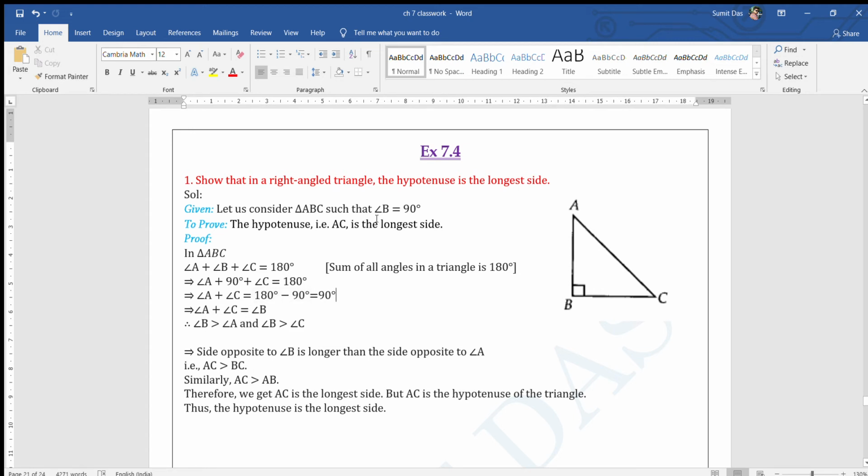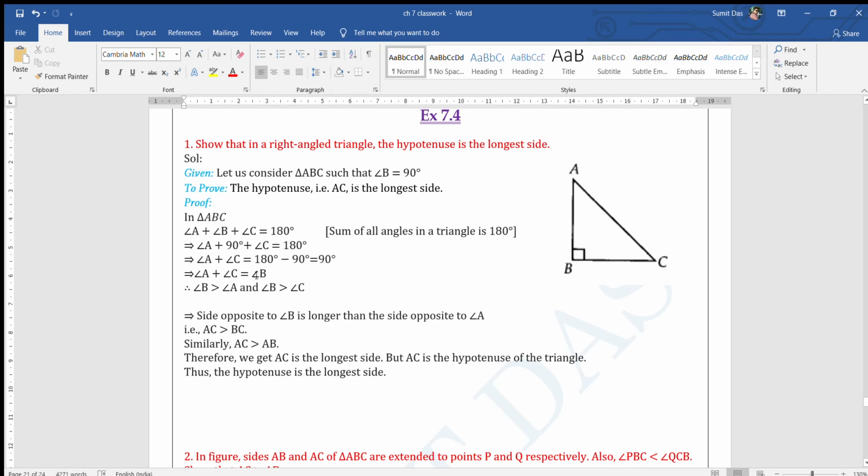Yes or no? Because B is 90 degrees, we can write A plus C equal to B, right? The sum of these two is equal to B. Okay, if you can write this, I'm showing you one thing.